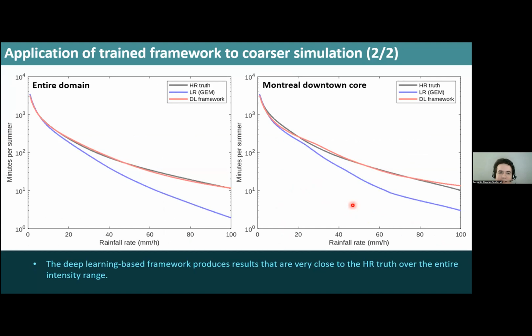to actually work at high resolution, when we actually apply the framework, these are the results that we get. So again, it's the rainfall rate and the frequency. The blue curve is our actual data at low resolution. The black curve is the high resolution truth, and the red curve is what our framework is doing. So it's getting very close to the truth, no matter if we look at the entire domain or if we look at a much smaller region, like if we want to look just at the downtown core of Montreal, we're still doing quite well.